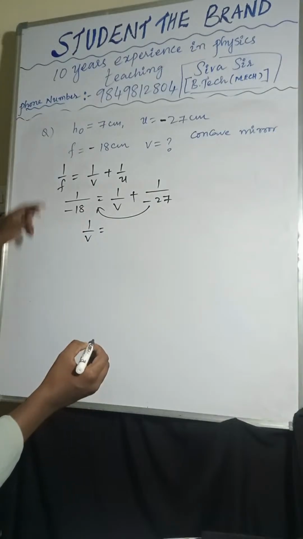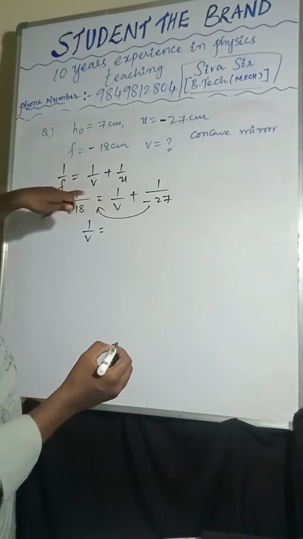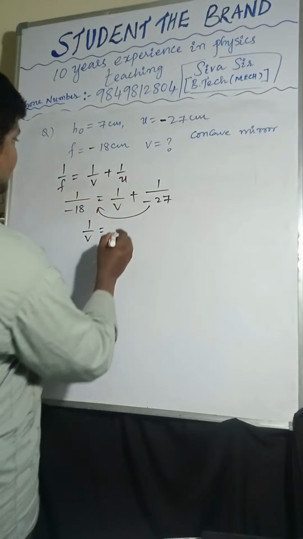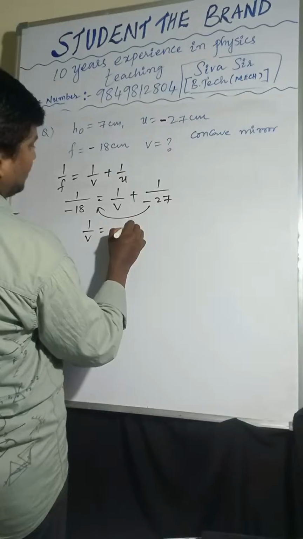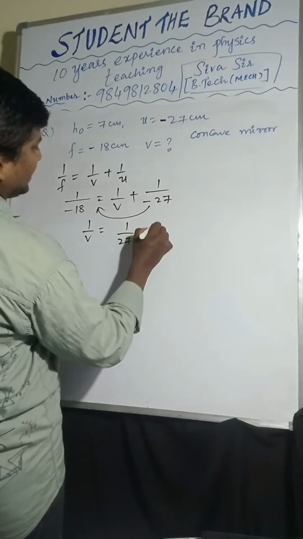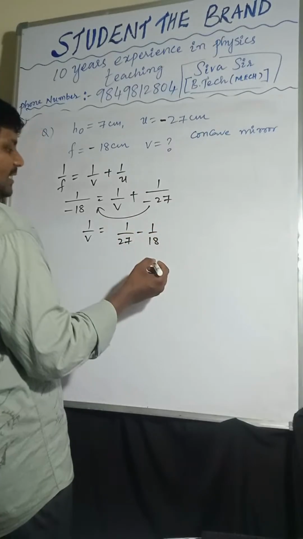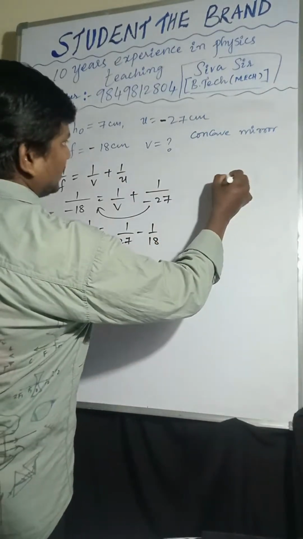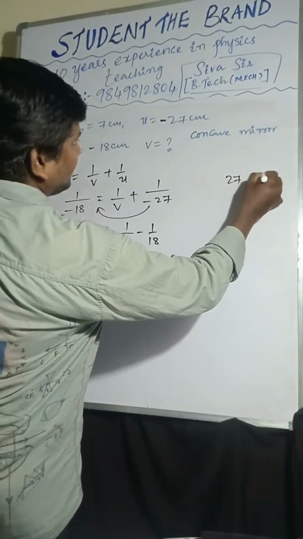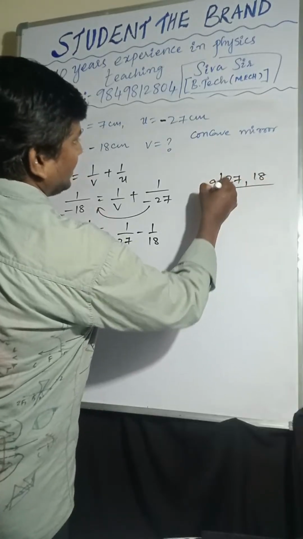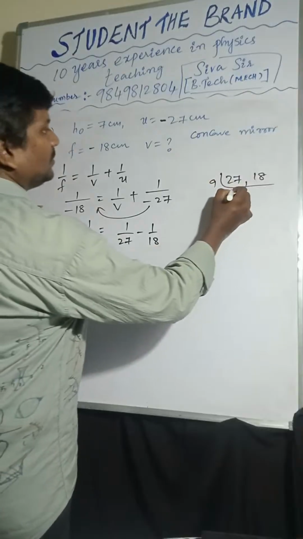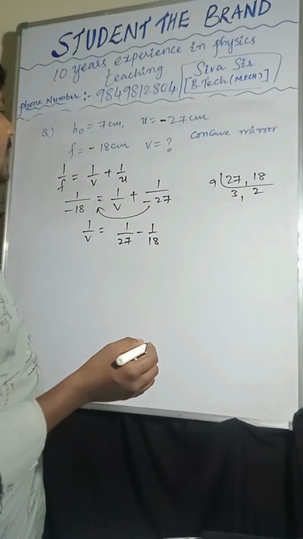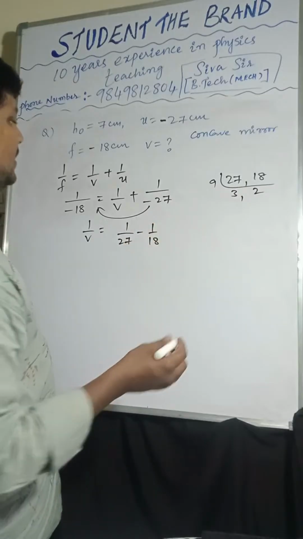Correct? So focal length and object distance are placed. We need to find the v value, so take this value to this side. Then we get 1 by 27 minus 1 by 18. So LCM, how much is the LCM of 27 and 18? Shall we go for 9? 18 is 3 twos, 27 is 2 threes.